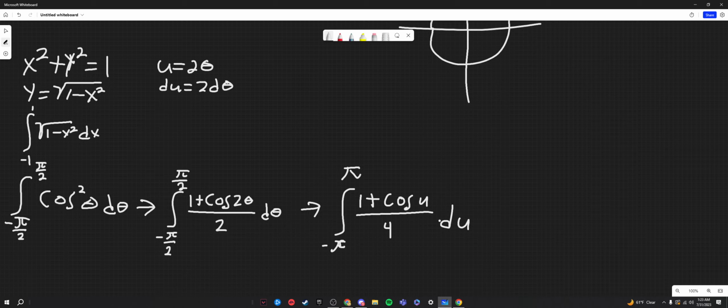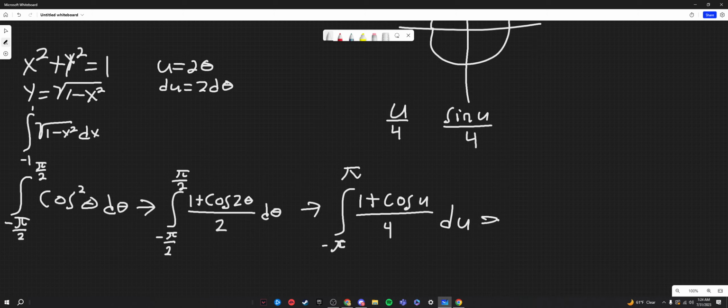Now we can finally integrate this, do some actual calculus, not the mind-numbing algebra. So we're going to split this fraction up. We have 1 over 4, and we'll have cosine of u over 4. 1 over 4 integrates into u over 4, and cosine of u over 4 integrates into sine of u over 4. But we are not done yet.